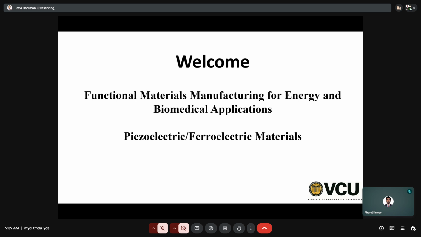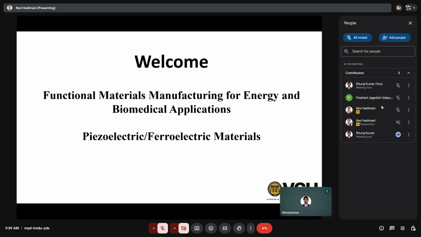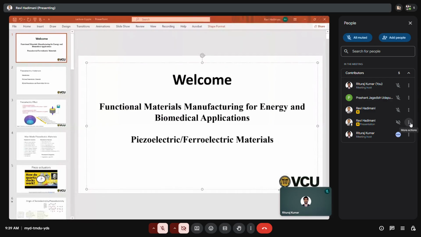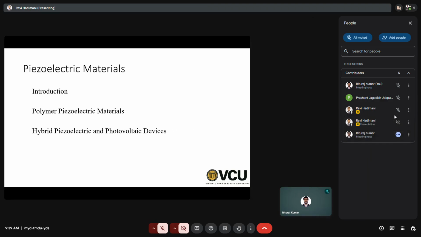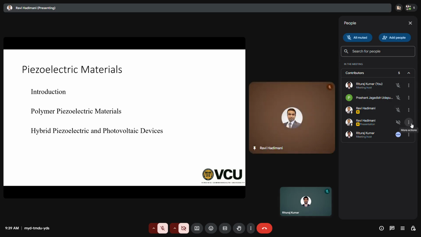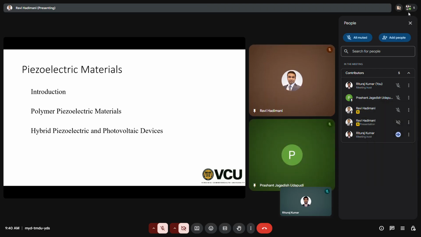Another class of functional materials that are quite widely used and that have a lot of potential for many applications. Okay, so we'll look at the introduction. Just like magnetic materials, what are different types of piezoelectric materials, how the piezoelectricity originates, and what are the applications, and so on and so forth.